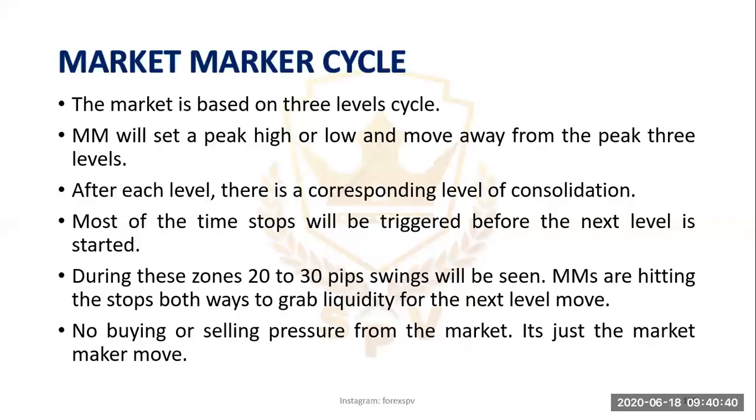So the market is based on a 3-level cycle, not a 3-day cycle, but a 3-level cycle. So before the dealer moves, the market maker will set a peak formation high to be the highest or a peak formation low. And then you see three levels of rise.